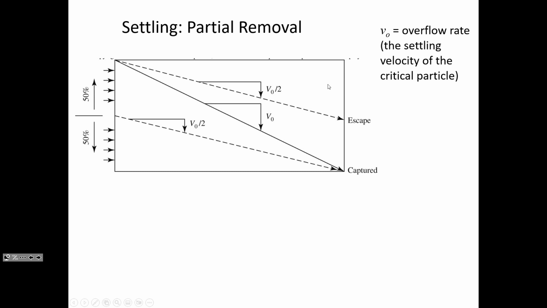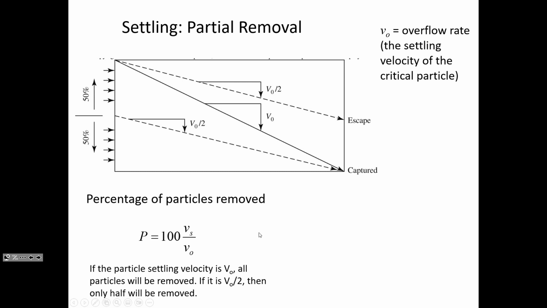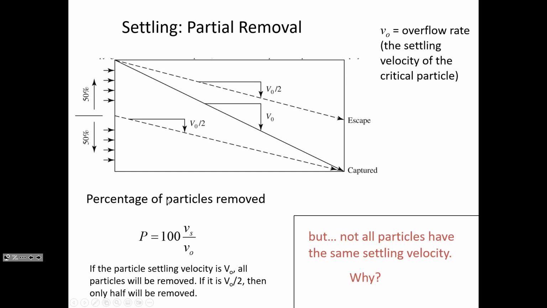So if a particle has a certain settling velocity and a tank has a certain overflow rate, so remember, overflow rate is the liquid loading rate Q divided by the bottom surface area of the tank. If you have a certain overflow rate and a certain settling velocity, then you can calculate the percentage of particles that are going to be removed according to this formula. What that means is that if you want 100% settling, then you should ensure that the settling velocity is equal to the loading rate.